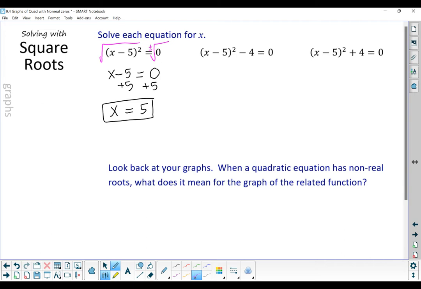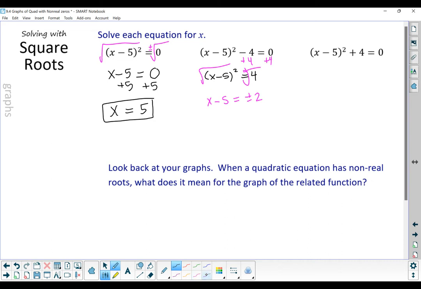Next equation, x minus 5 squared minus 4 is equal to 0. We need to start by adding 4 to both sides of our equation. That leaves us with x minus 5 squared is equal to 4. We can root both sides of that equation, positive and negative. So we get x minus 5 is equal to positive and negative 2.